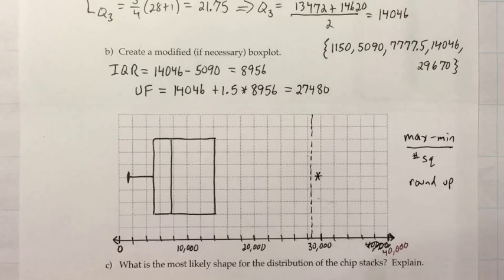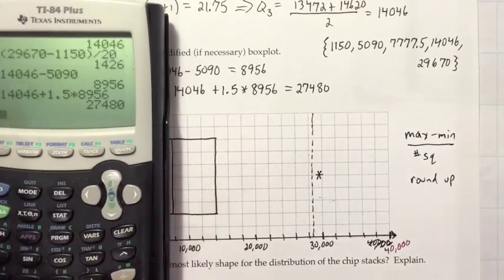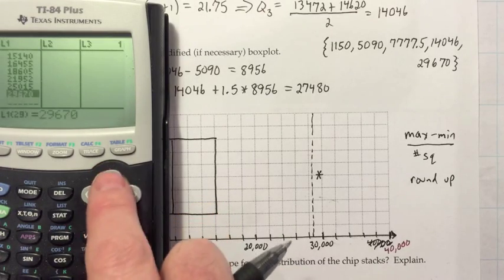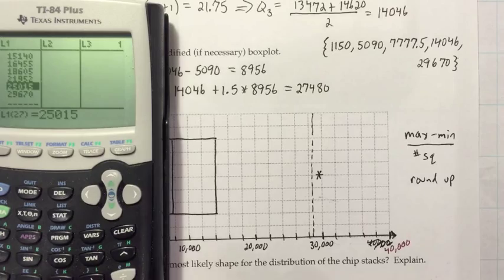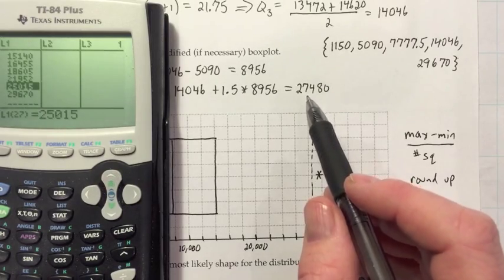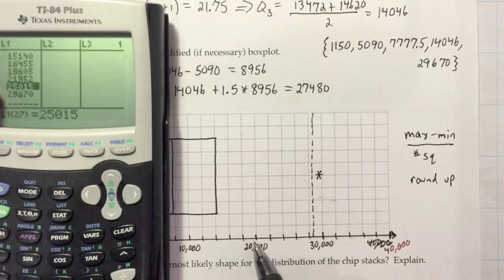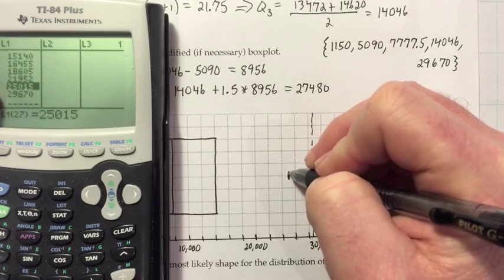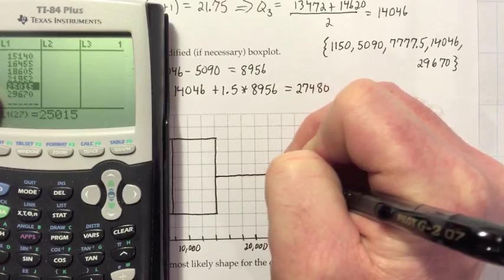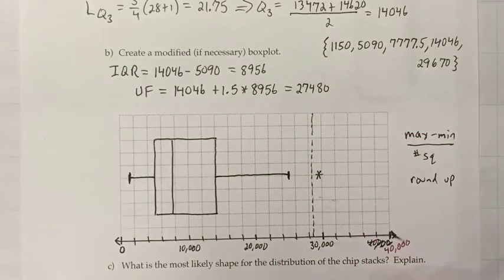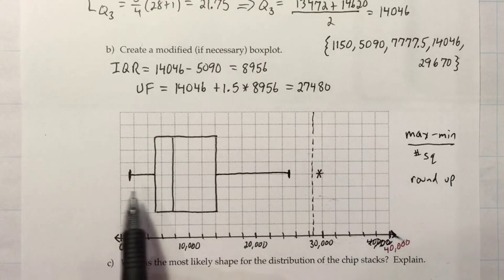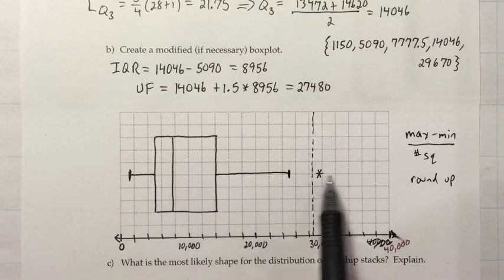Now that might not be the only one, so I'd want to go back to the list and check. So stat and edit, and there's that 29,000. So the next lower one is 25,000. That's now inside the fence of 27, so that will be our whisker. So 20,000, 22, 24, this would be 26, so 25 is right about in the middle of that 24 and 26, and I'll extend a whisker to that. So there's our modified box plot for the poker chips. Didn't need to modify the left side because it was a short whisker. The right whisker was pretty long.